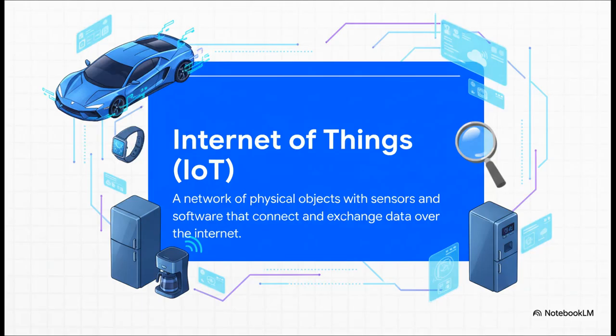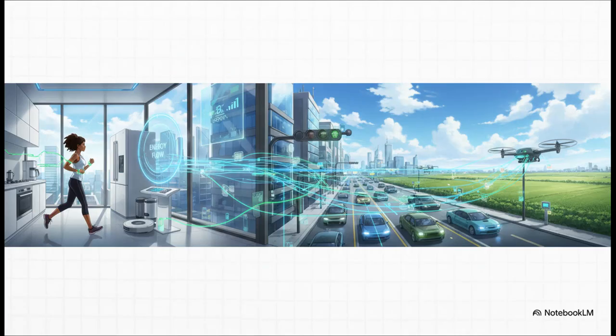Then there's the Internet of Things, or IoT. This is where our digital city physically connects to our real world. We're embedding sensors and internet connectivity into everything, our cars, our refrigerators, our watches, and allowing them all to talk to each other. And this creates a world where our environment can anticipate and respond to our needs.